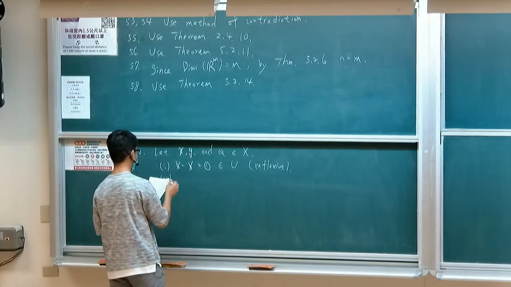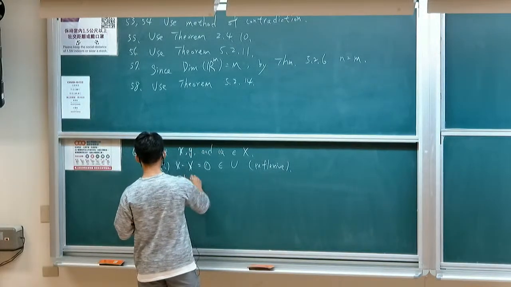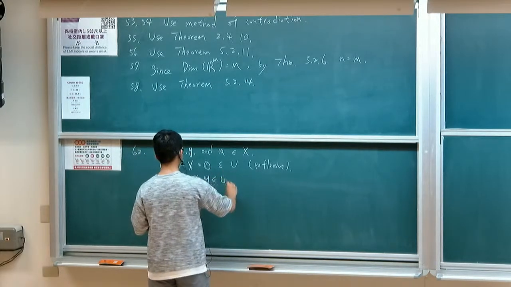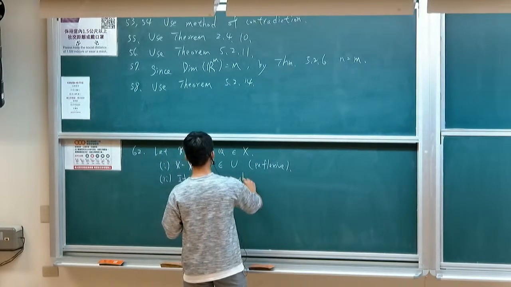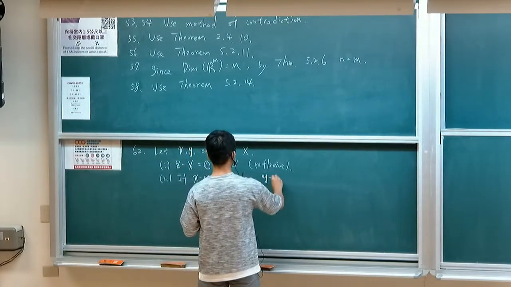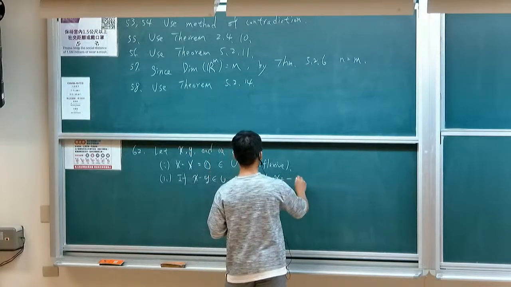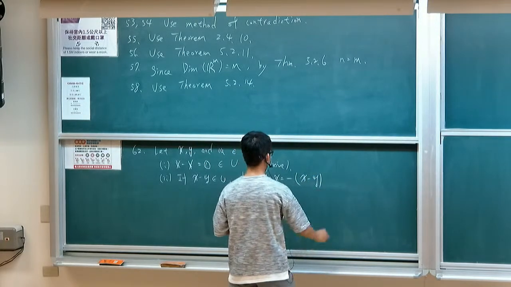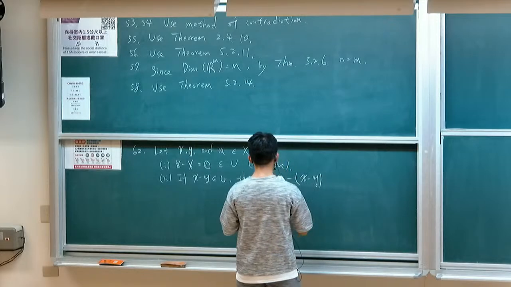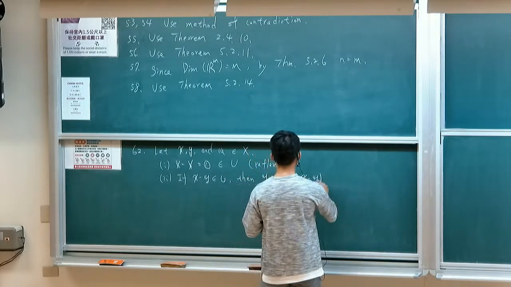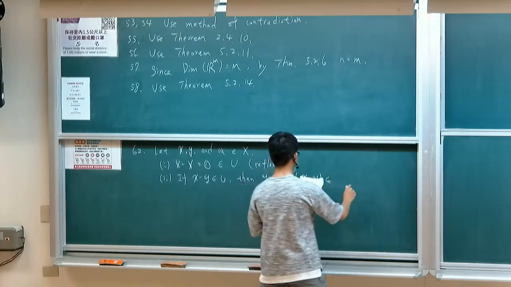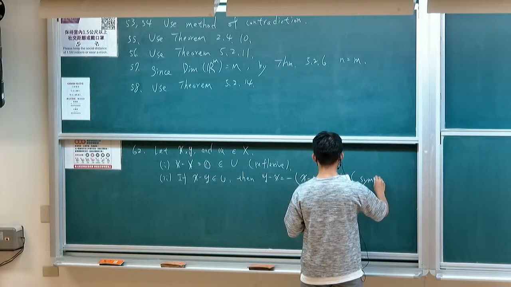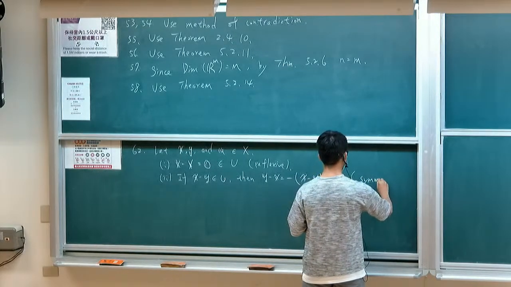Secondly, we check the symmetric property. If x minus y is an element of U, then y minus x is equal to minus (x minus y). And since U is a subspace, minus (x minus y) is also an element of U. So the symmetric property holds.